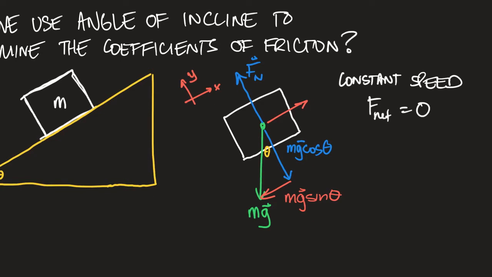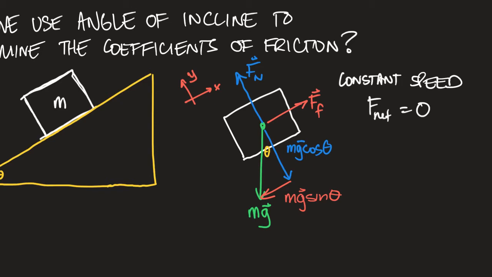And for the box to be sliding down the ramp at a constant speed, this force of friction here, we know that that's going to have to equal this component of the gravity force for them to cancel out, right? So essentially what we're saying is gravity and friction cancel each other out, so we know that the force of friction is just going to have to equal this value.